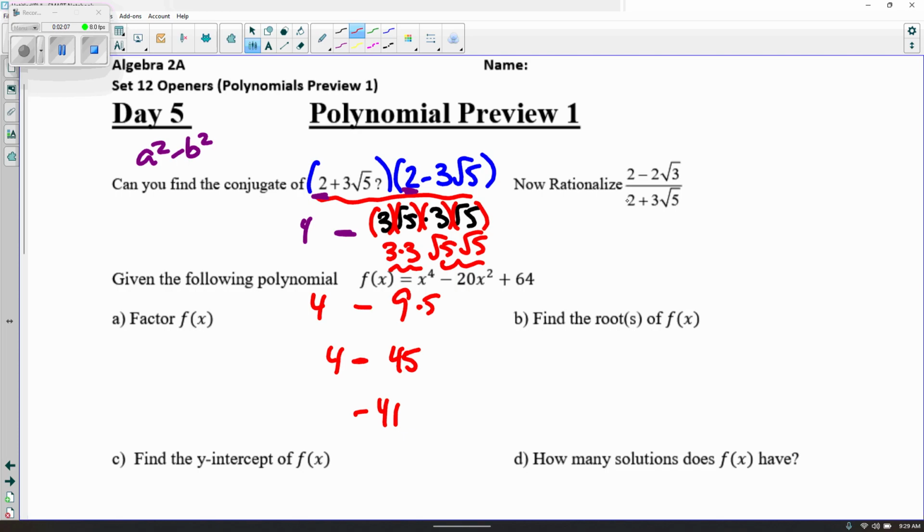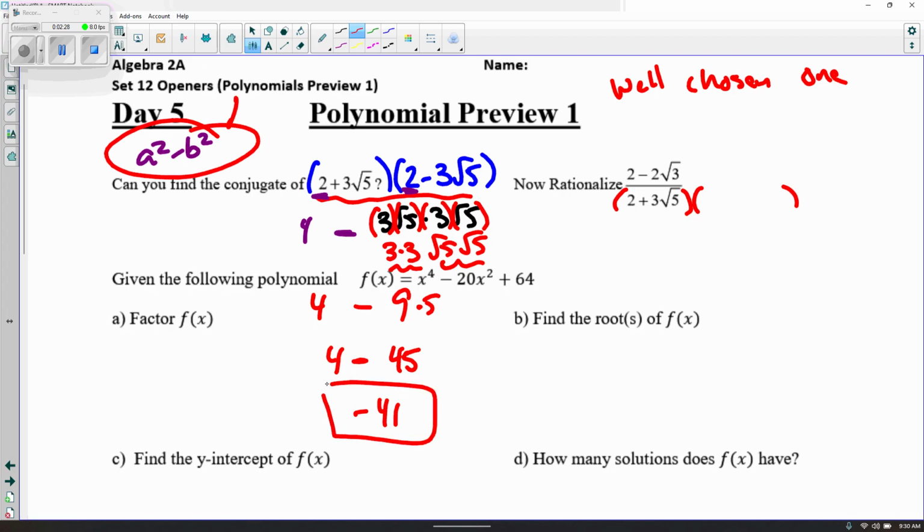Now we are going to rationalize this, which means that we are going to pick our one. We're going to do what we call a well-chosen one. So we're going to pick the one. In this case, I need to get rid of the radical off the bottom. The only way to do that is do a conjugate pair so we can get this answer to be 41. So you're going to multiply by 2 minus 3 square root 5 over 2 minus 3 square root 5, because what's written right here is really the number 1.